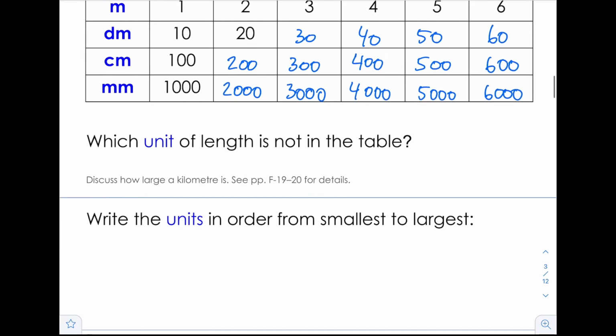So if we write the units from smallest to largest, we have millimeters, a millimeter being about the width of a pencil lead. Then we have centimeters, which might be about the width of your pinky finger. We have decimeters, which might be the length of your pencil. And we have meters, which is approximately the height of a doorknob above the ground on a door.